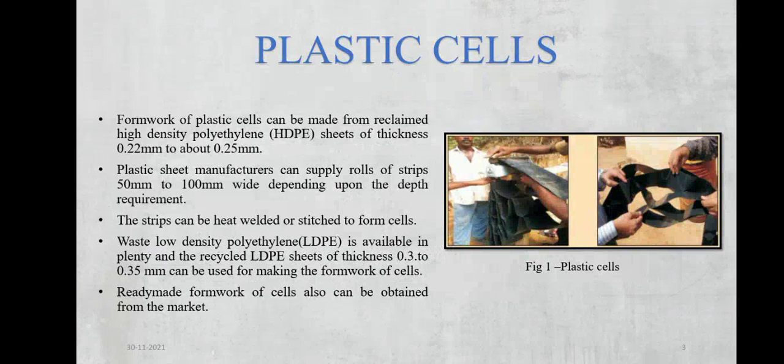Plastic cells are used in this, made from high density polyethylene of thickness 0.22 mm to about 0.25 mm. Plastic sheets are manufactured in industries in strips about 50 mm to 100 mm wide, and these strips can be heated, welded, and stitched to form cells. These cells are available ready-made in the shops.